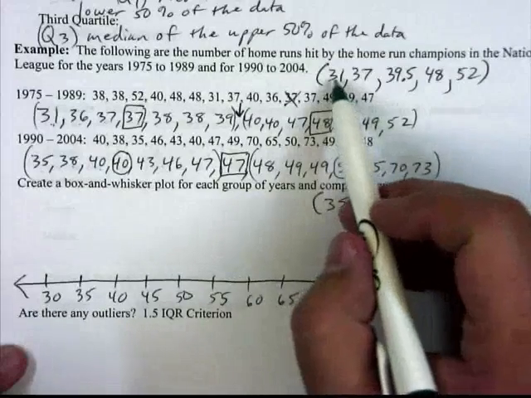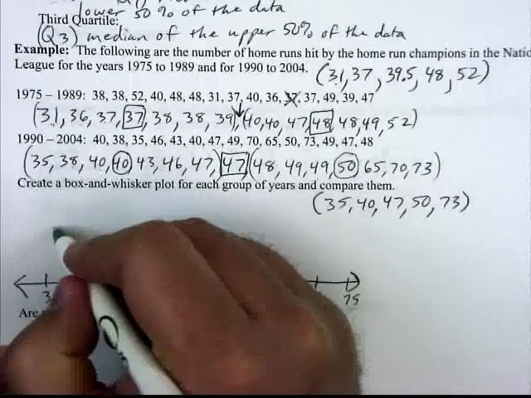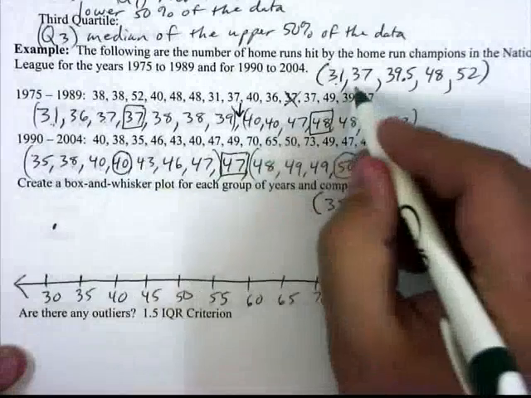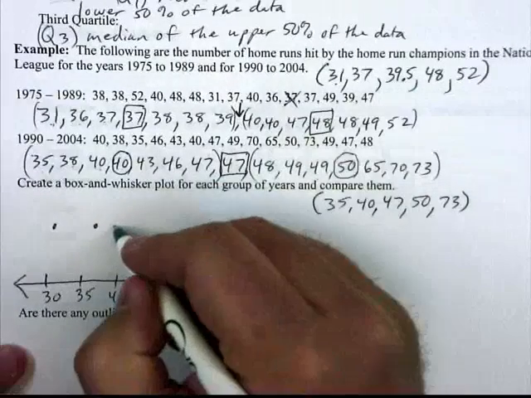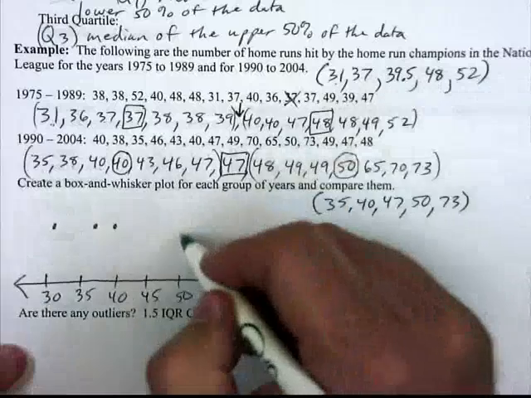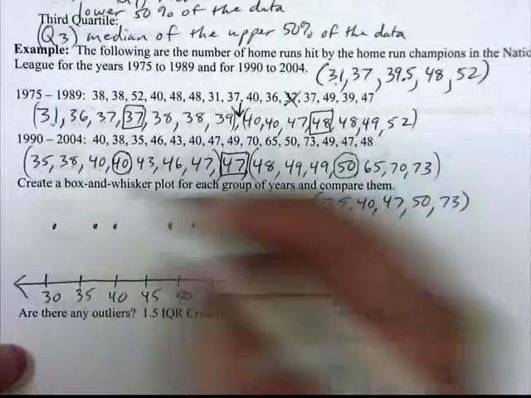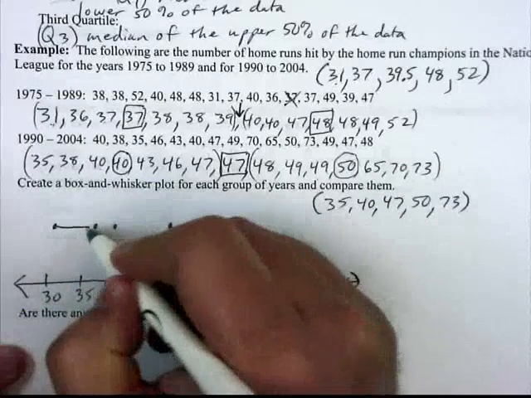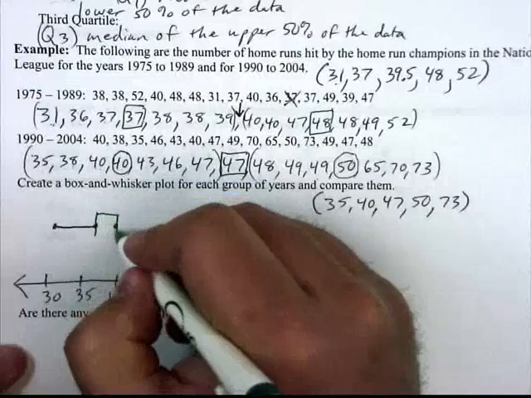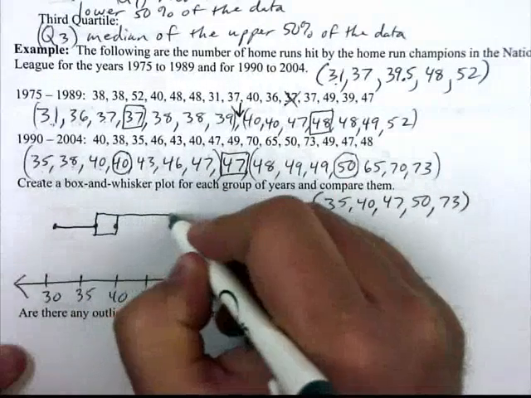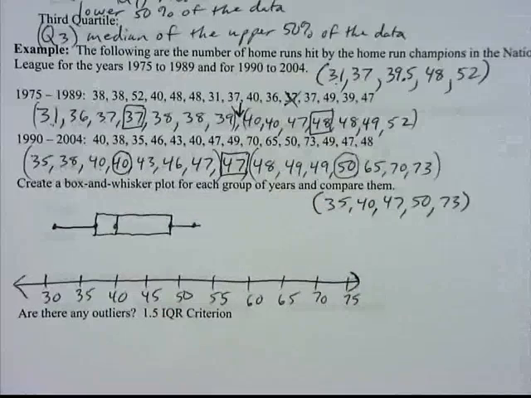What I'm going to do is put points on each of these numbers. I'm going to start with this one first. I'm going to put a point at 31, another point at 37, another point at 39.5, another point at 48, and another point at 52. Then I take the first 2 points and connect them with what I call a whisker. Take the next 2 points and connect them with a box. The next 2 points, connect them with a box. And the last 2 points, connect them with a whisker again.